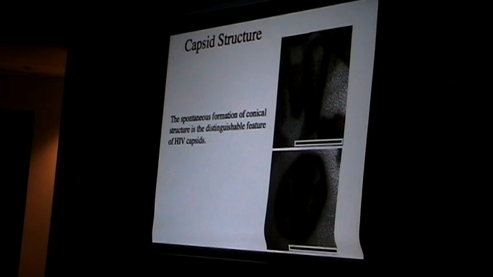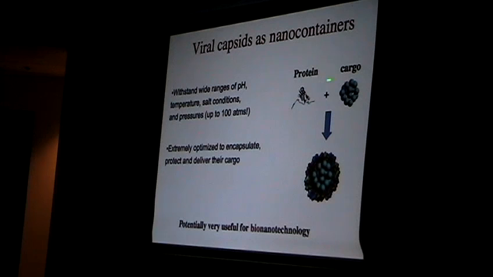So all these things show us that the proteins are positively charged and the genome is negatively charged, and that's why the proteins assemble around the genome. Now if instead of the genome you have another cargo which is negatively charged, it's possible to encapsulate the cargo. And the different viruses know how to get to different cells in our body. Therefore, if we want to send something into specific cells in our body, viruses are very good candidates. Actually, they have already started using viruses for drug delivery and gene delivery. And the most important thing is they withstand a wide range of pH, temperature, salt concentration, and pressure. So that's why they are very useful for bio-nanotechnology applications.